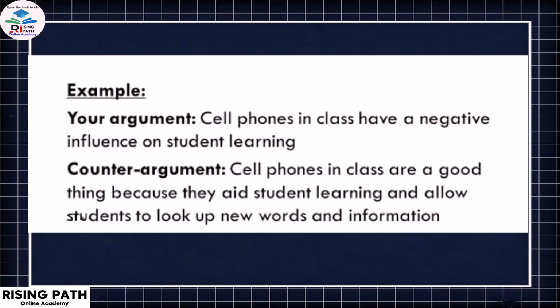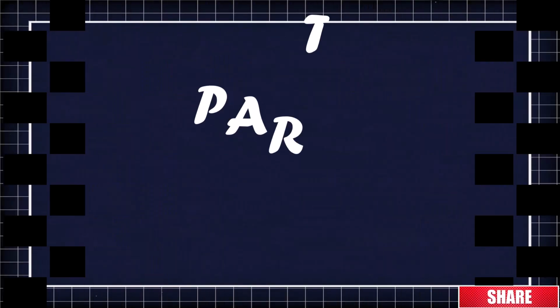Your argument can be: cell phones in class have a negative influence on student learning. Suppose the article is discussing this, and now, after the evaluation, you are going to give your own perspective. So you can have the counter argument: cell phones in class are a good thing because they aid student learning and allow students to look up new words and information. So this is how you have countered the main argument.